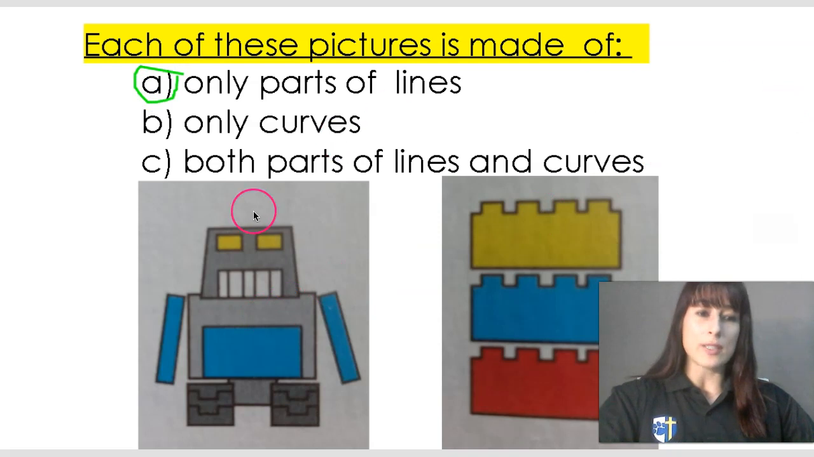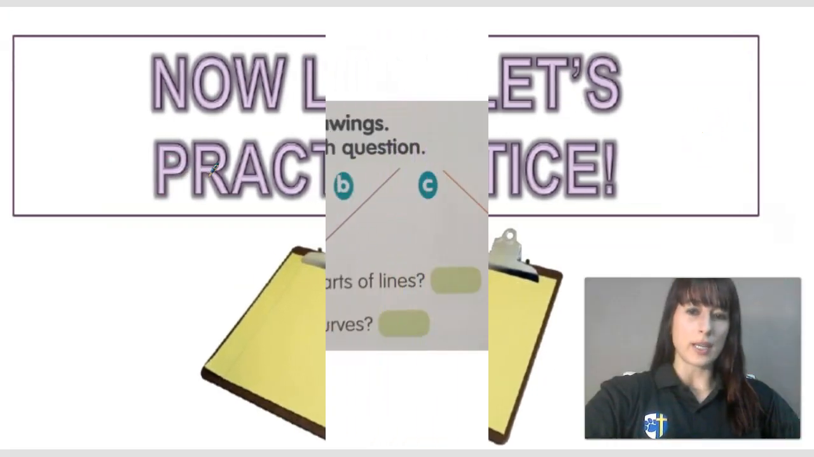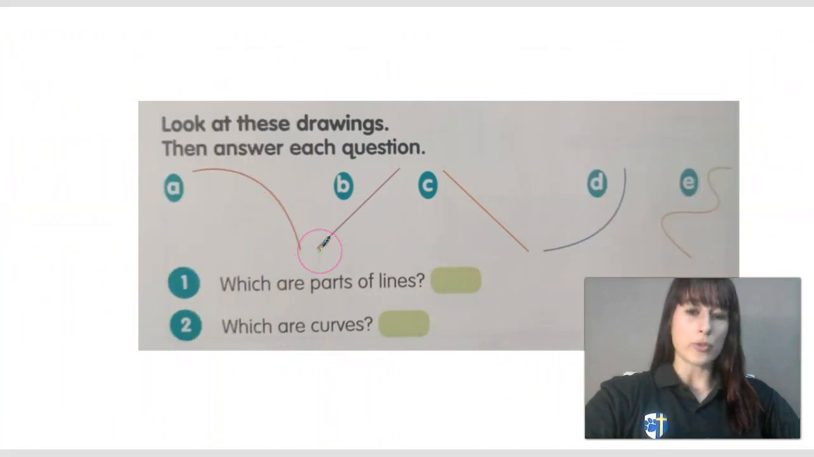Well, this is how you can identify types of lines, whether they are parts of a line or if they're curves. Now let's practice. We're going to look at these drawings and answer each question. Which are parts of lines? I'm going to trace them again. And I can see this one, I'm going straight one direction.